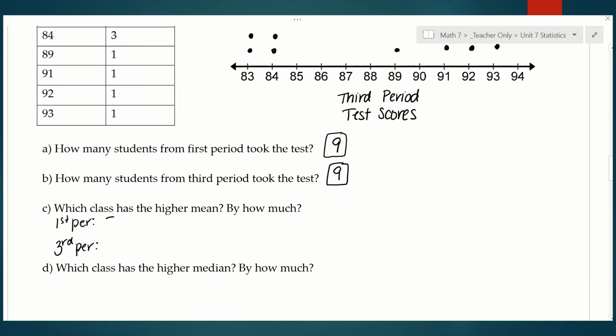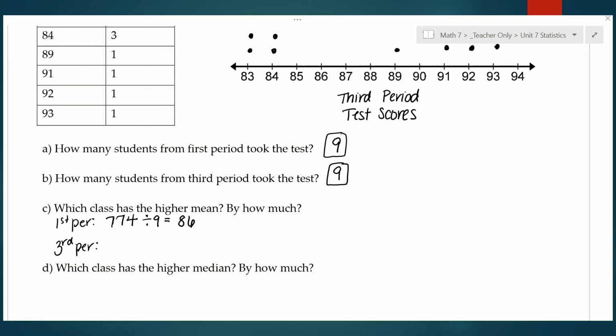Okay, so for my total, I'm getting 774. Hopefully you all agree with me at home. And I'm going to divide that by 9 because that's how many numbers I added. And so I'm getting that the mean for period 1 is 86.